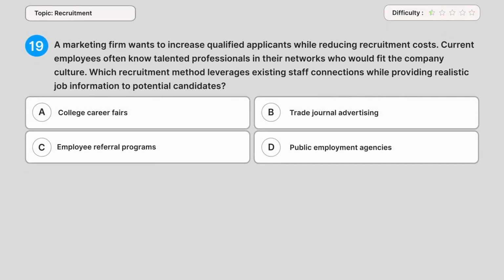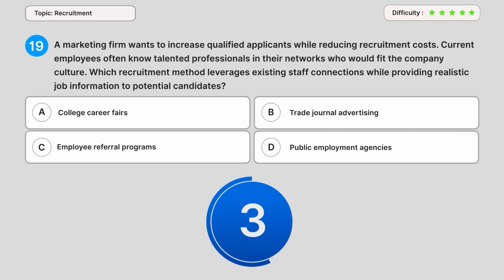19. A marketing firm wants to increase qualified applicants while reducing recruitment costs. Current employees often know talented professionals in their networks who would fit the company culture. Which recruitment method leverages existing staff connections while providing realistic job information to potential candidates? A. College career fairs. B. Trade journal advertising. C. Employee referral programs. D. Public employment agencies. What do you think is the answer?